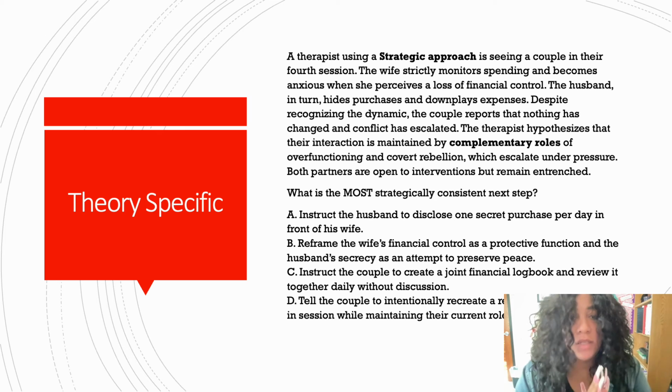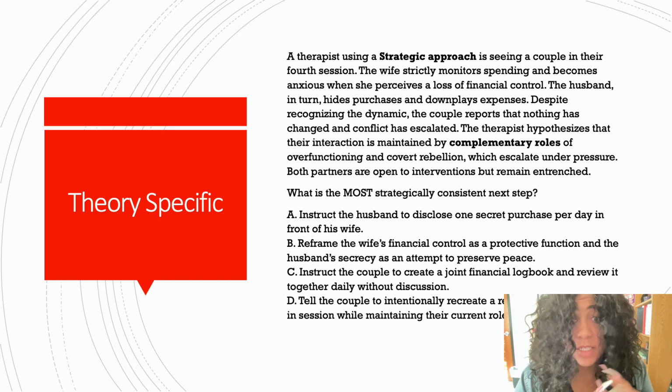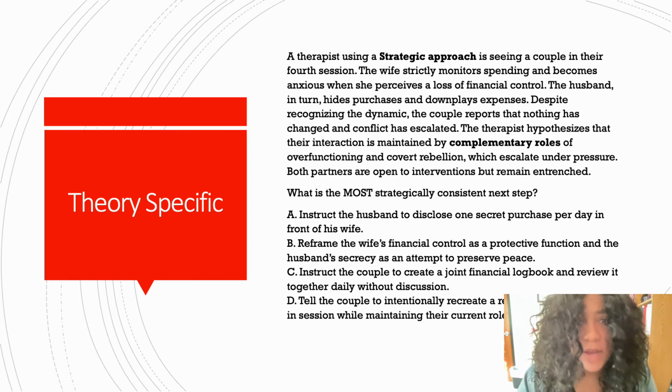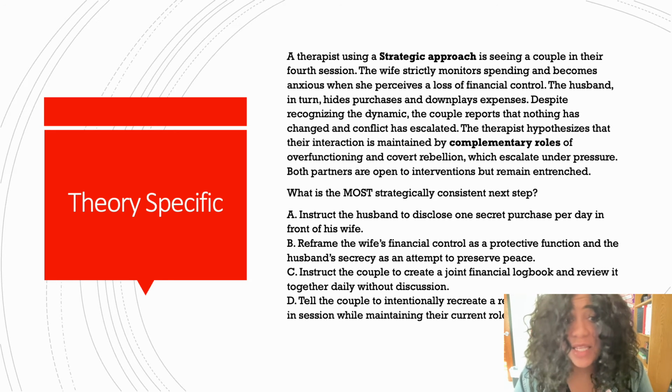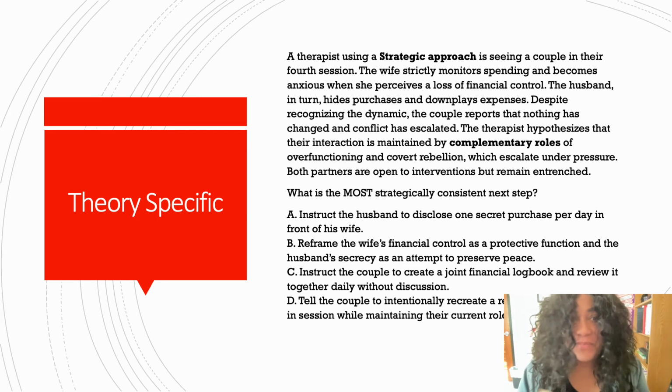Okay? Oh boy, this is a long one. So we got a strategic therapy approach. Seeing a couple in their fourth session, keep that in mind. The wife strictly monitors spending and becomes anxious when she perceives a loss of financial control. The husband in turn hides the purchases and downplays the expenses. Despite recognizing the dynamic, the couple reports that nothing has changed and conflict is escalated. The therapist hypothesizes that their interaction is maintained by complementary roles of overfunctioning and covert rebellion. While escalated under pressure, both partners are open to interventions but have remained entrenched about it. What is the most strategically consistent next step?